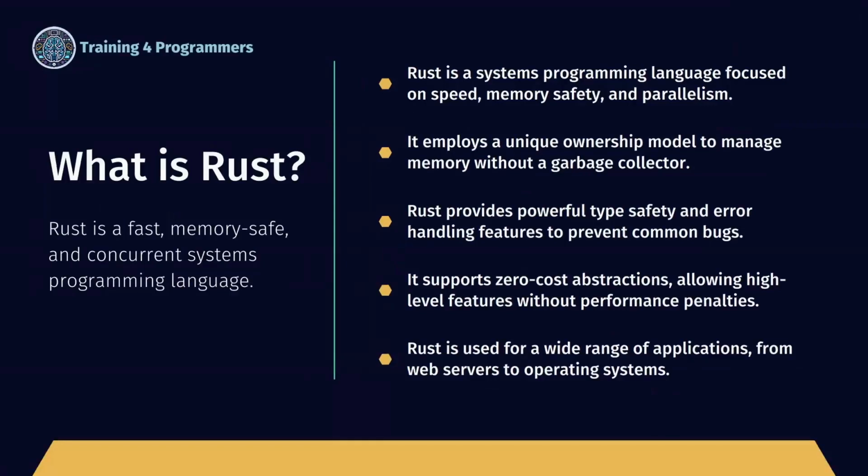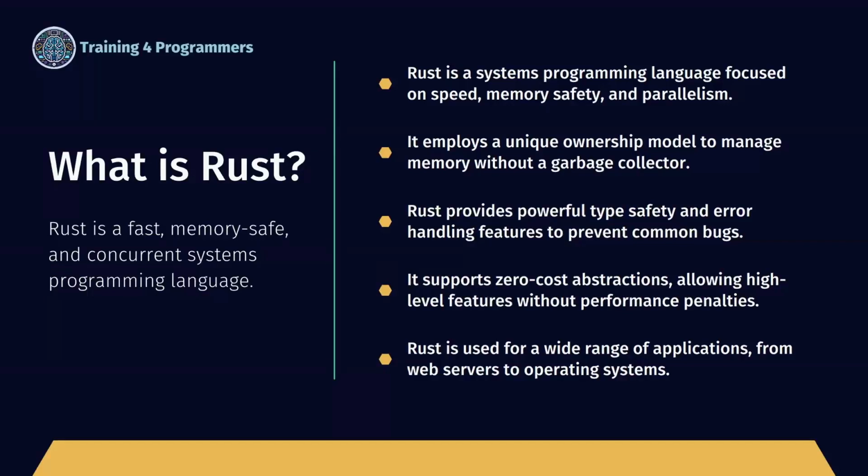Before we dive into the actual coding, just a quick little overview of what Rust is. Rust is a fast, memory-safe, concurrent systems programming language. It focuses on speed, memory safety, and parallelism. It has a unique ownership model that allows us to avoid manual memory management, but also allows us to avoid a garbage collector. The ownership model is enforced by the compiler.